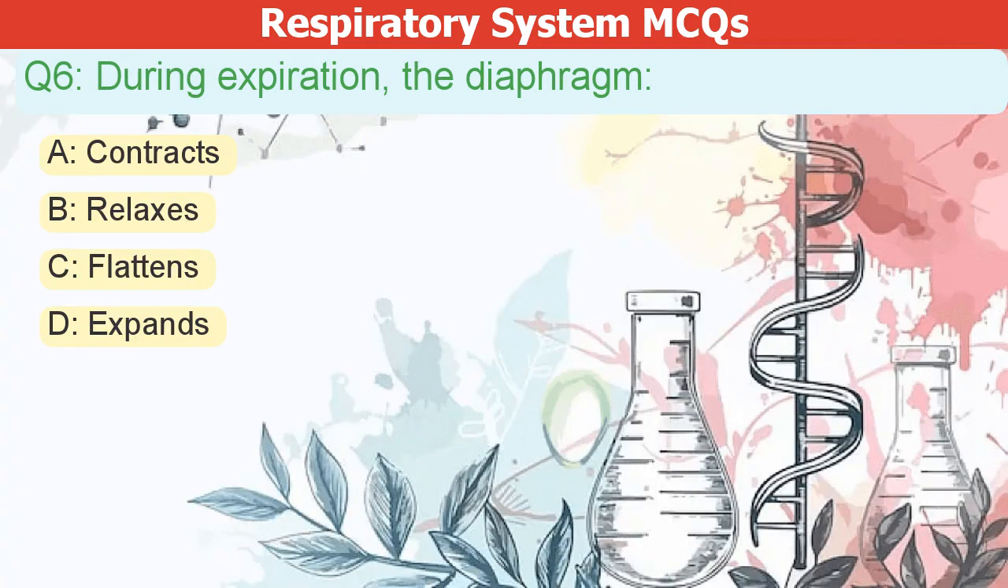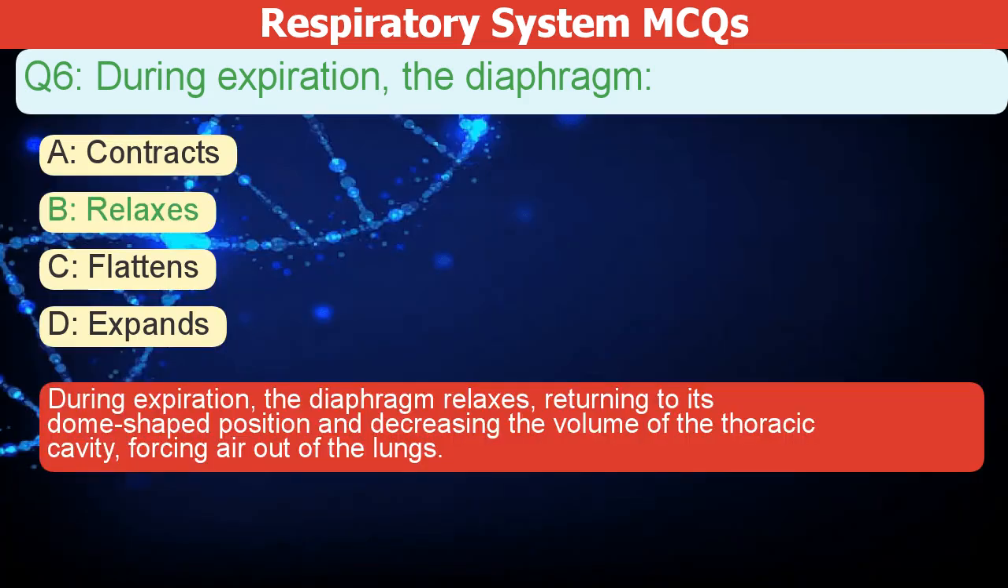During expiration, the diaphragm A. Contracts. B. Relaxes. C. Flattens. D. Expands. The correct answer is B. During expiration, the diaphragm relaxes, returning to its dome-shaped position and decreasing the volume of the thoracic cavity, forcing air out of the lungs.